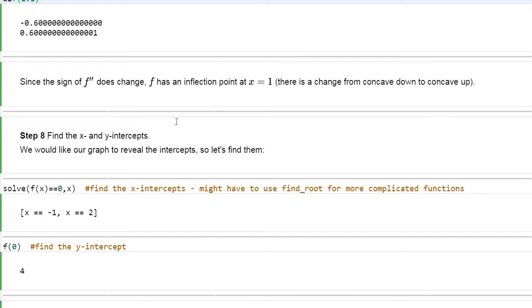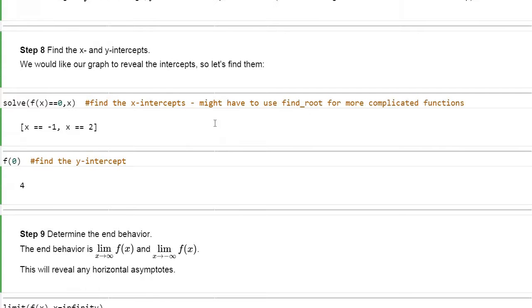Okay, now I'm done with the derivatives. That's the calculus part. Step 8 is the pre-calculus step. Find x and y intercepts. And so I asked to solve the original equation. Where is that equal to 0? And I got two x-intercepts, x equals -1 and x equals 2.